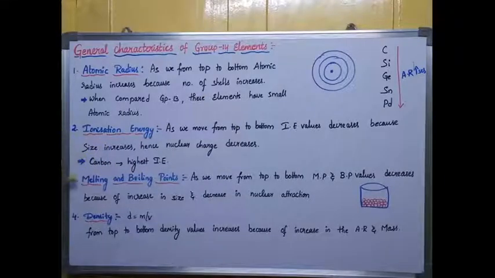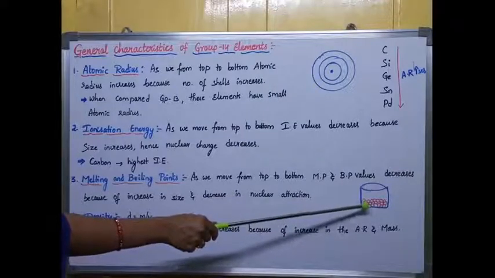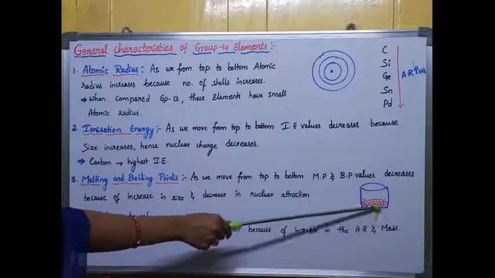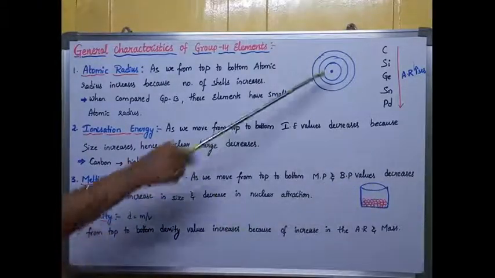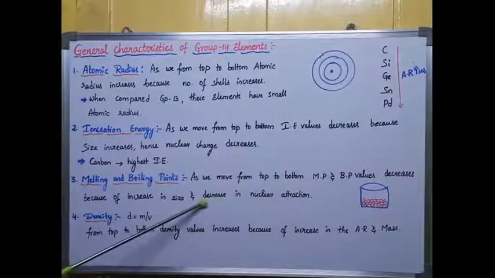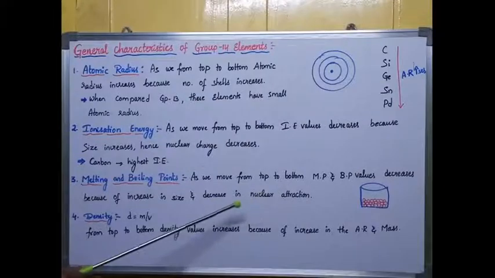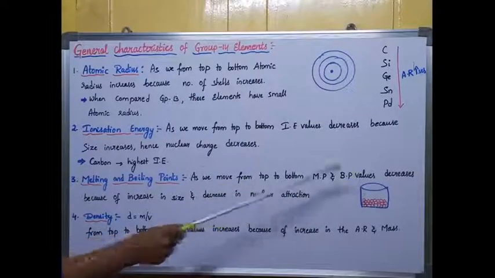Okay. So next, coming to melting and boiling points. So melting and boiling point is directly proportional to the size. When we have a small size, there are more molecular attractions. Then we require more heat energy to break this force of attraction. But here, as we move from top to bottom, size increases. Hence, we can say less nuclear attraction. Large size, less nuclear attraction. Hence, there is a decrease in the melting and boiling point values.